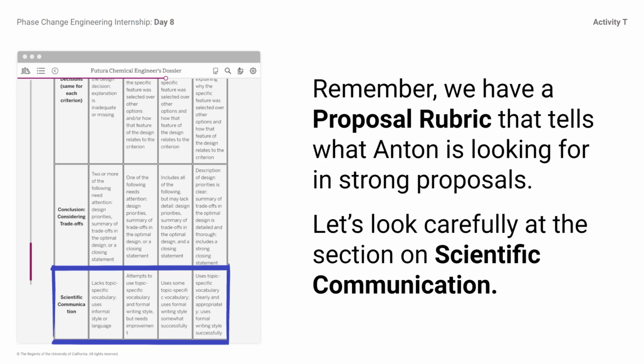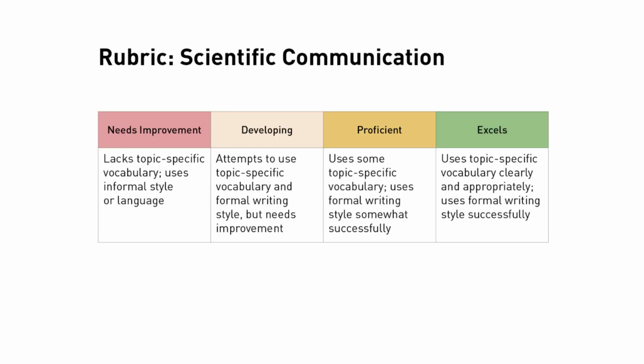Remember, we have a proposal rubric that tells what Anton is looking for in strong proposals. Let's look carefully at each section of the scientific criterion. Let's review the proficient and excels quality. Proficient uses some topic-specific vocabulary, uses formal writing style somewhat successfully. Excels says uses topic-specific vocabulary clearly and appropriately, uses formal writing style successfully.